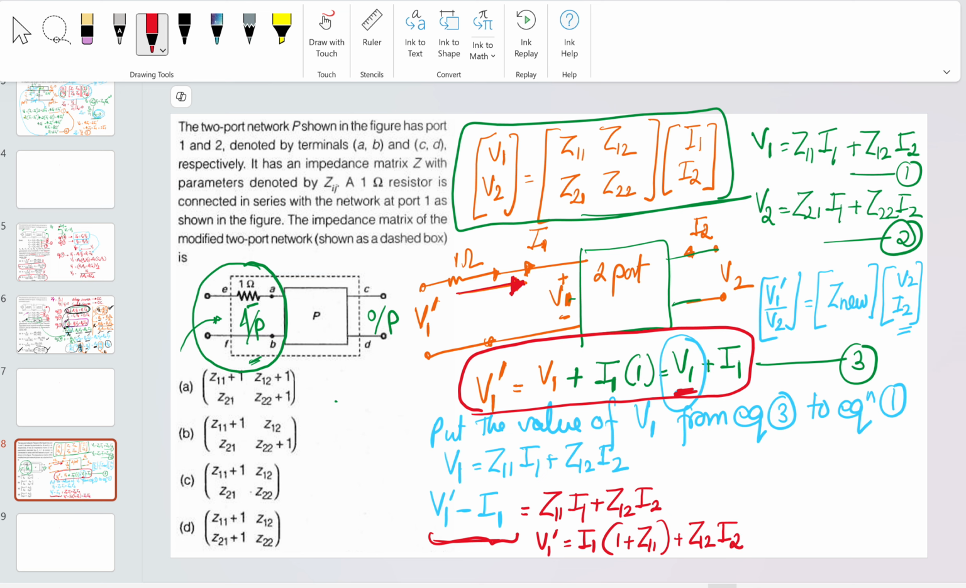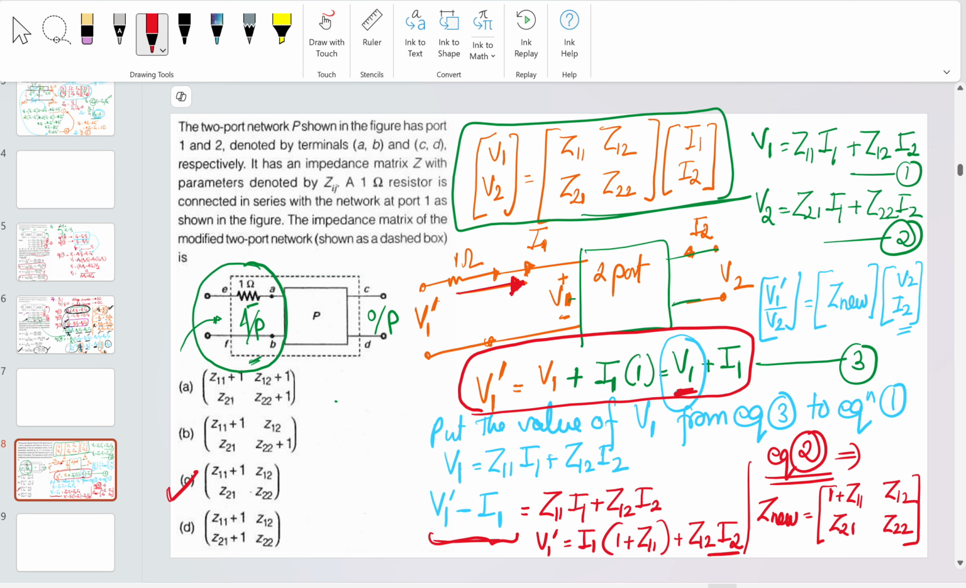Now, if you see the second equation, equation number two, that will not be affected. Why? Because the value being affected is actually the V1 value, and the I1 value will not be affected because they are in series. The same current I1 is flowing from V1 dash and also through V1. So that will not get changed. That's why the overall Z new matrix will be formed like this: 1 plus Z11, Z12, which comes from this equation, and the second row will be Z21 and Z22. So option C will come as the correct value.